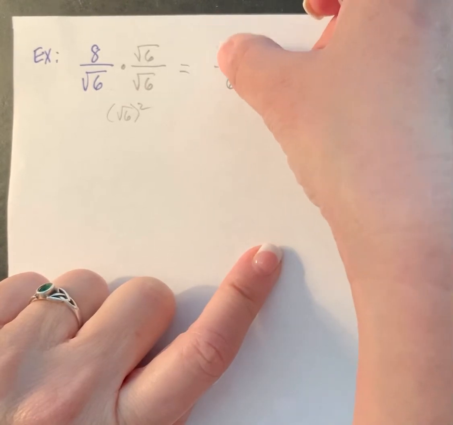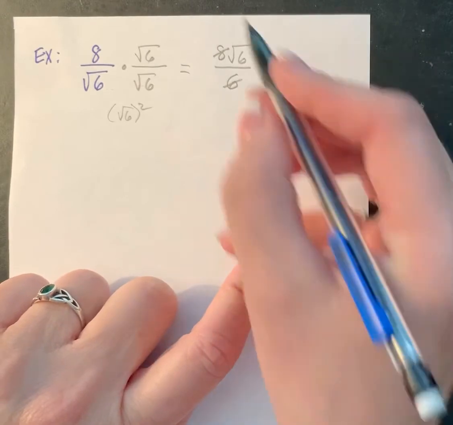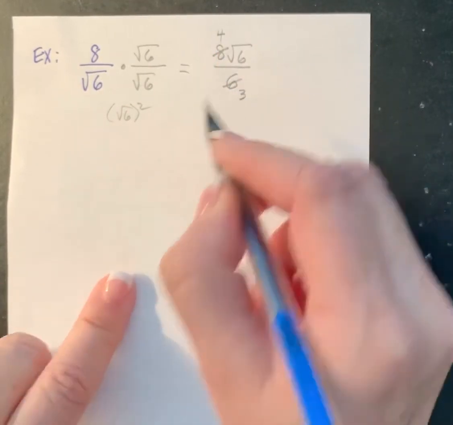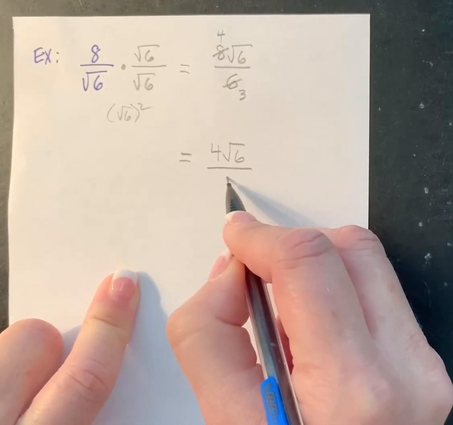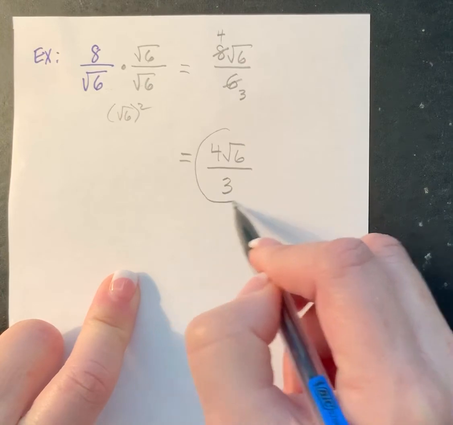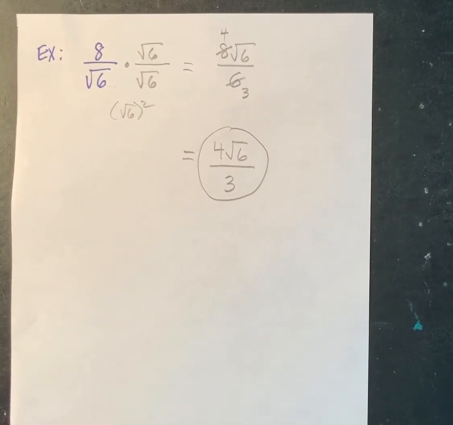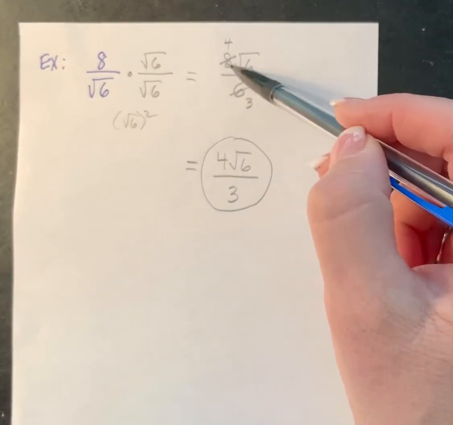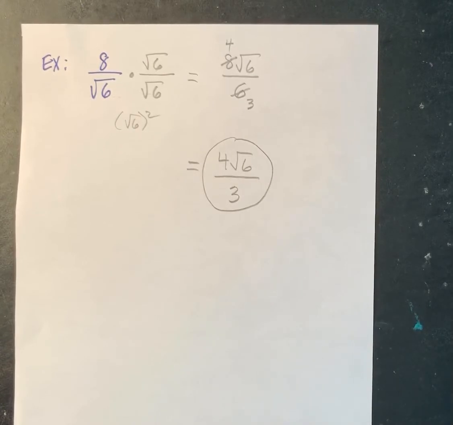8 and 6 have a common factor of 2. So you can divide those each by 2. 8 divided by 2 would be 4. 6 divided by 2 would be 3. So we're going to have 4 root 6 divided by 3. That's the final answer. And we're in simplest radical form. Okay. The reason I could divide both of those by 2 is those were the regular numbers.